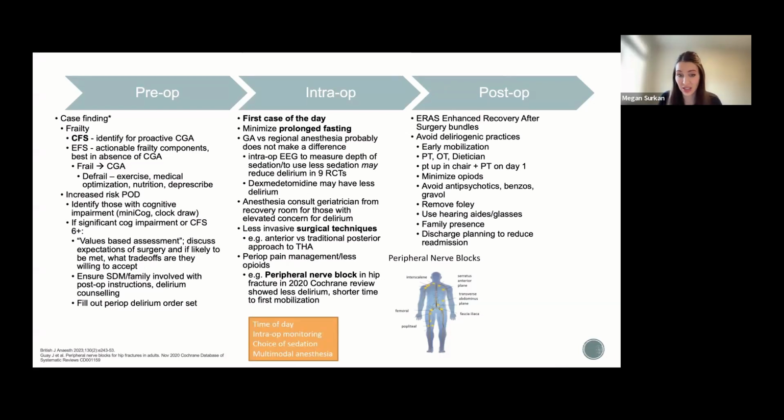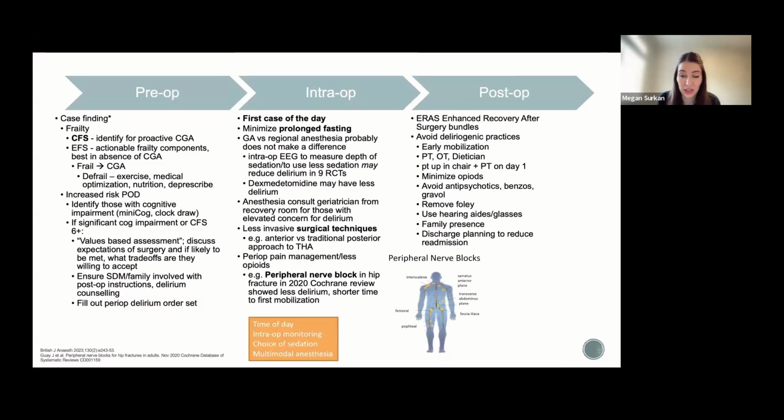Trying to reduce other things that can be associated with post-op delirium, like opioids. Perioperative pain management strategies like peripheral nerve blocks do have some evidence of benefit. There was a Cochrane review in 2020 looking at peripheral nerve block in hip fracture patients, and they found there was less delirium and a shorter time before first ambulation or mobilization for those patients.